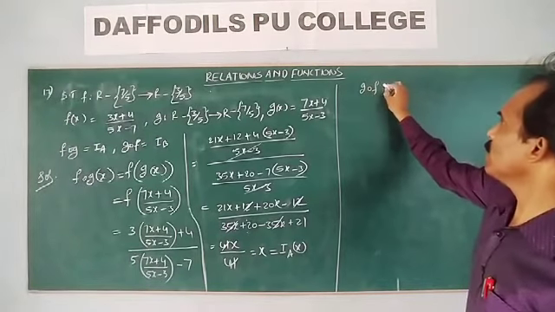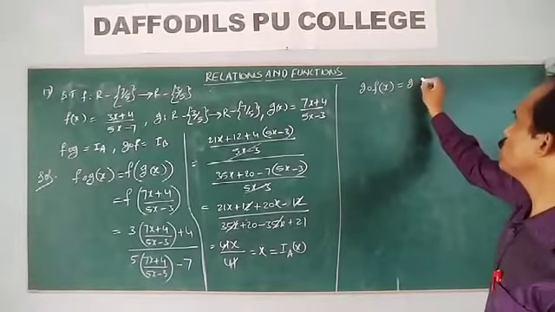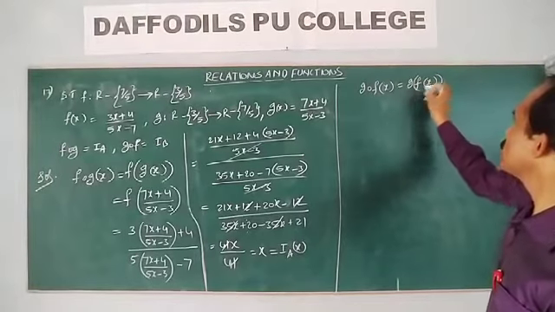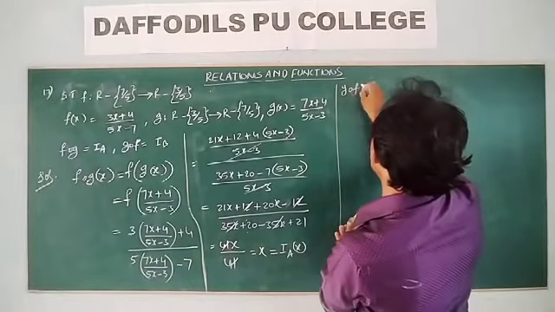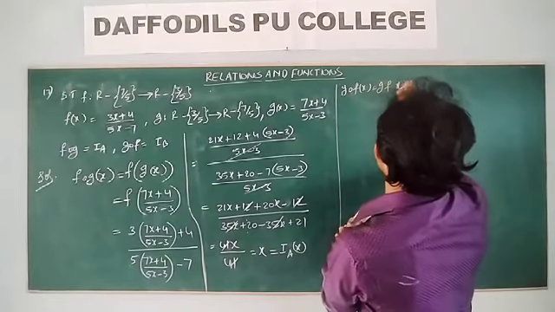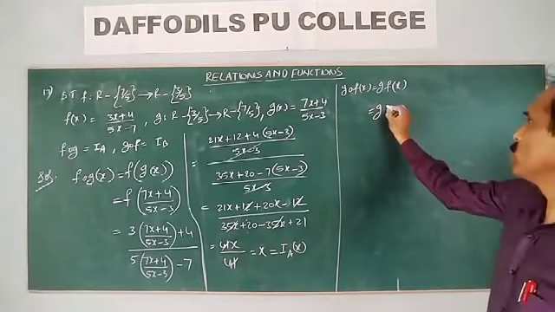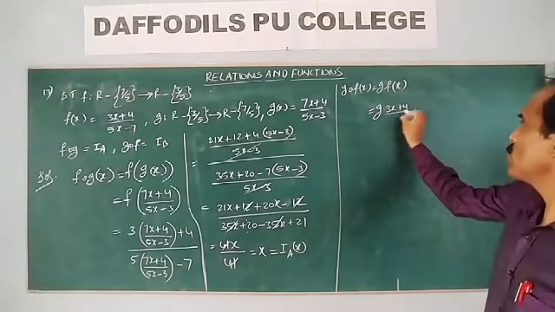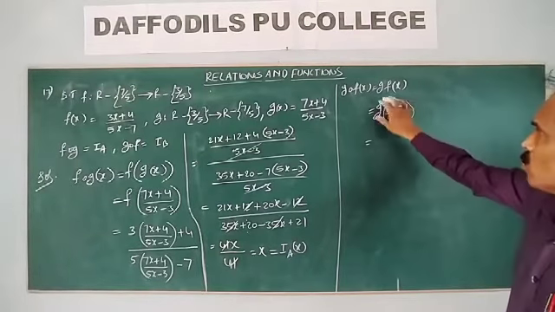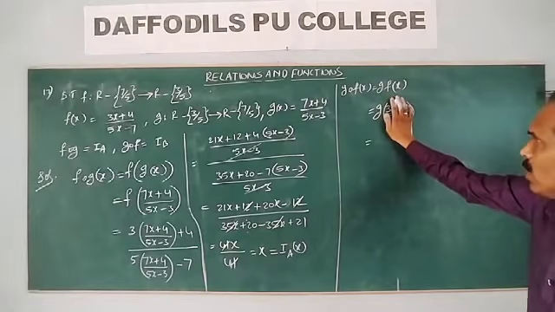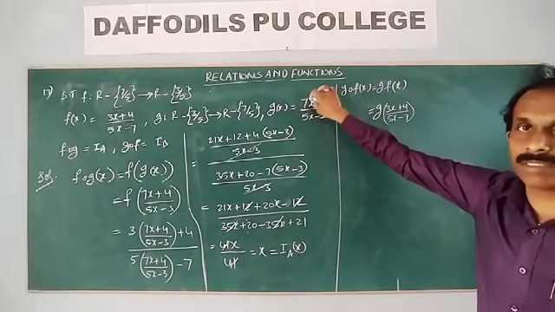G circle f of x. This is equal to G of f of x. First of all, take an assumption. G circle f of x is equal to G of f of x. What is f of x? F of x value is 3x plus 4 divided by 5x minus 7. So this is treated as x. G of x is equal to 7x plus 4 by 5x minus 3, where we substitute this total value in x.